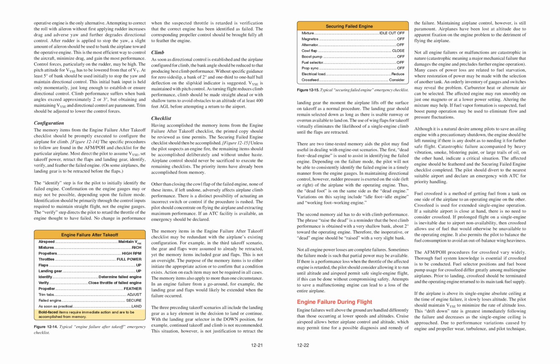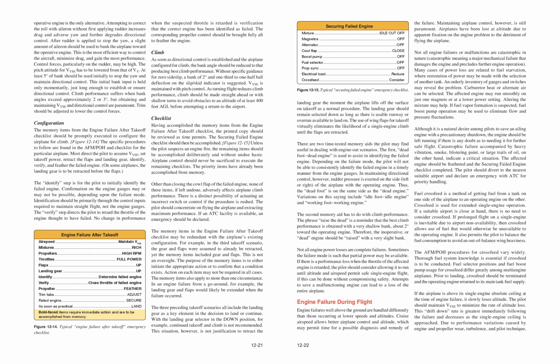Not all engine power losses are complete failures. Sometimes the failure mode is such that partial power may be available. If there is a performance loss when the throttle of the affected engine is retarded, the pilot should consider allowing it to run until altitude and airspeed permit safe single-engine flight, if this can be done without compromising safety. Attempts to save a malfunctioning engine can lead to a loss of the entire airplane.